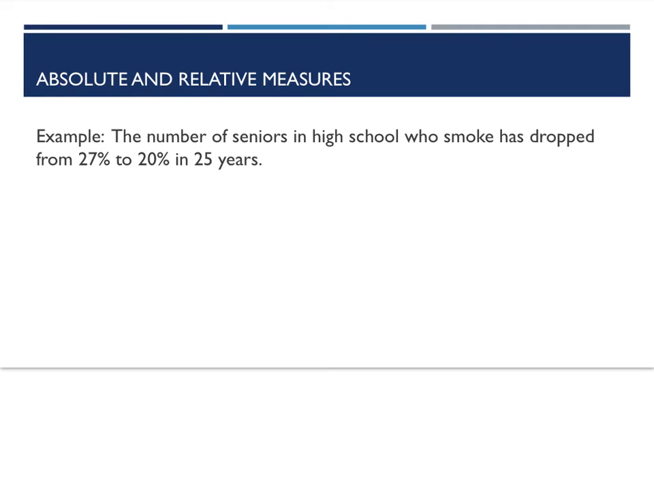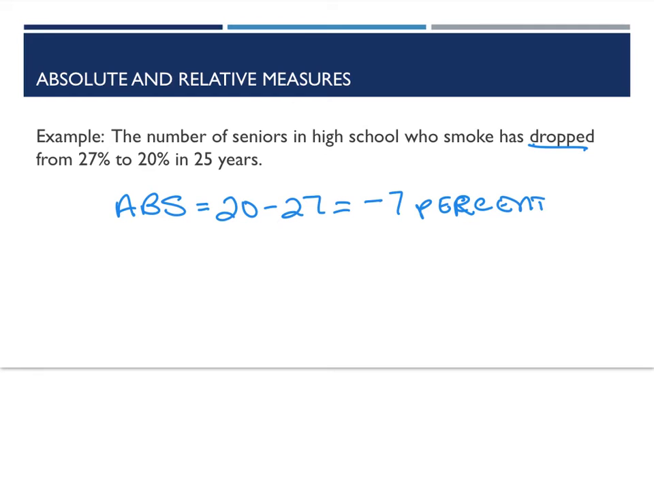I have a percentage that has dropped. If my percentage has dropped, that means my answer needs to be a negative. To get a negative out of the two numbers 20 and 27, I need the 20 to come first. And that doesn't get a percent sign. That gets the label percentage points.